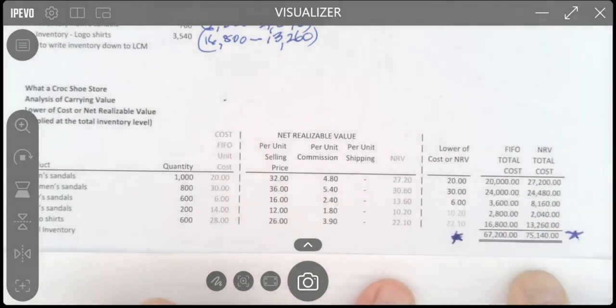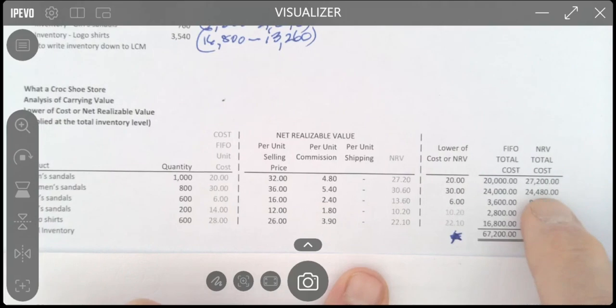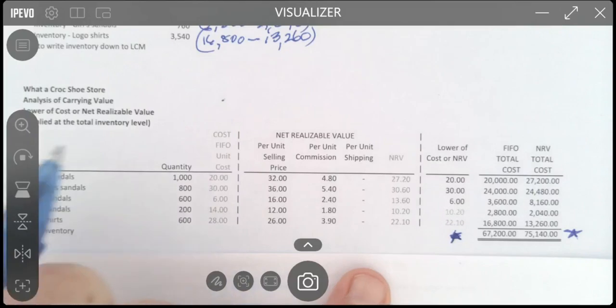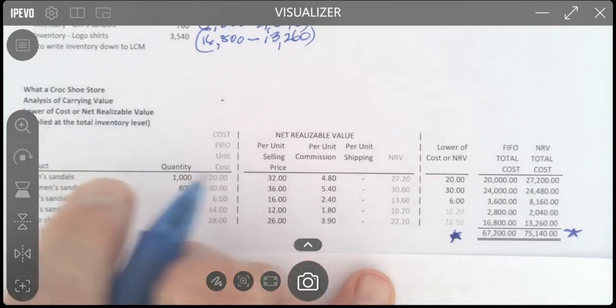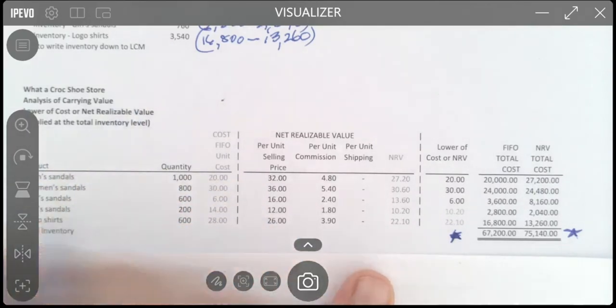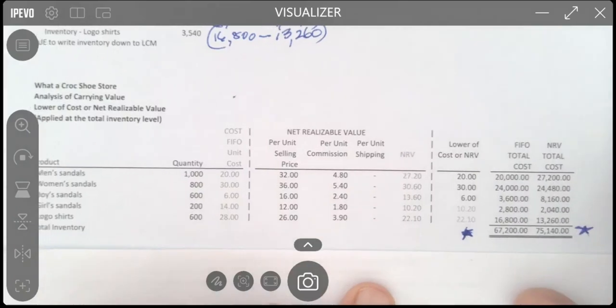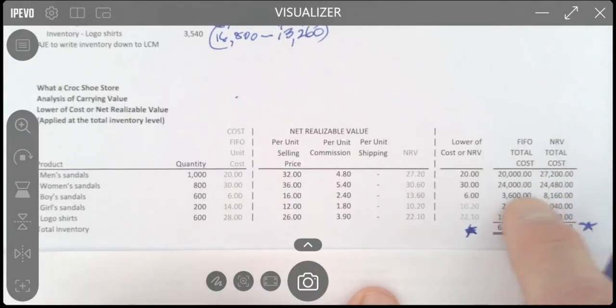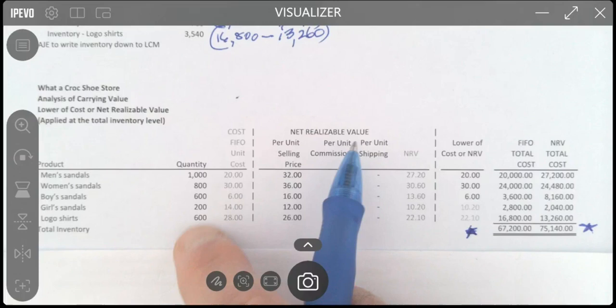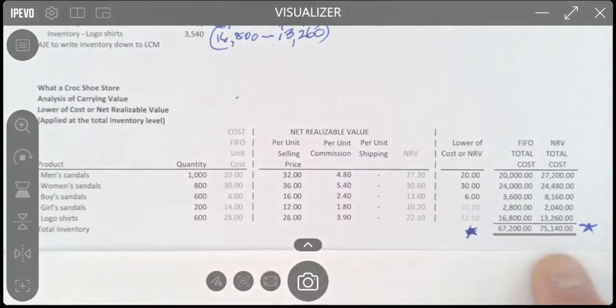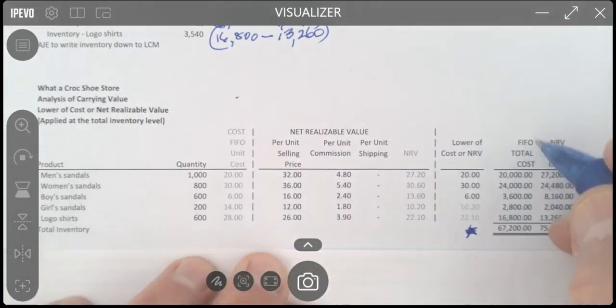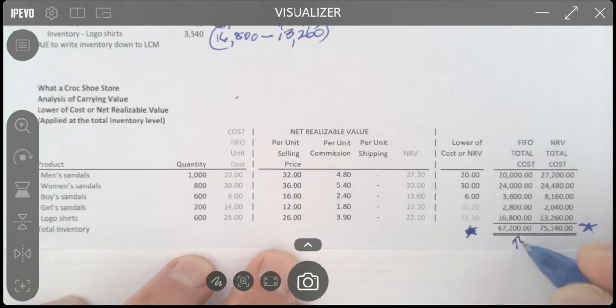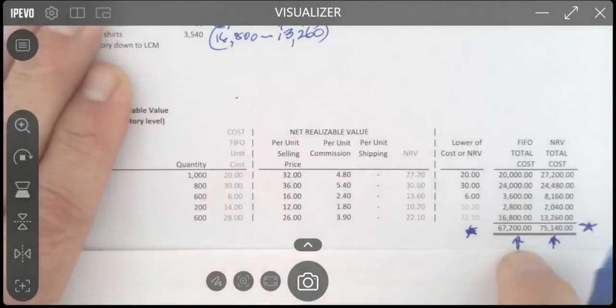On a total inventory basis, the amount by which the men's sandals and the women's sandals and the boys' sandals are profitable far exceeds the loss position upcoming for the girls' sandals and the logo shirts. So if we do it on an inventory basis, lower of cost, FIFO cost, or market value, well, the net realizable value is not lower than cost, so we're fine.